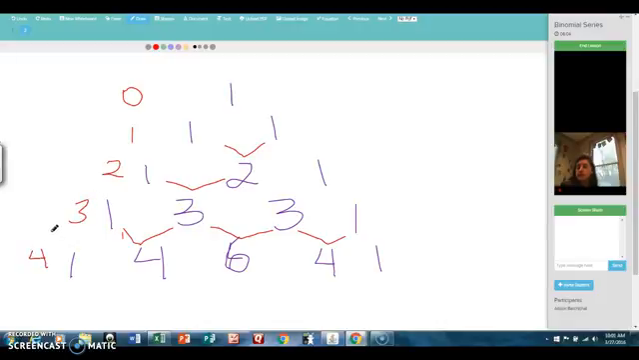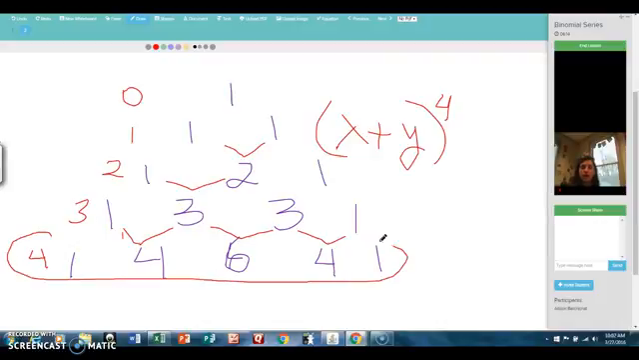So we started with something that was to the 4th power. It was x plus y to the 4th. That's what we started with. So we could just go down to the 4th power row on Pascal's triangle, and those are the coefficients. It's a little bit easier than calculating the combinations each time.